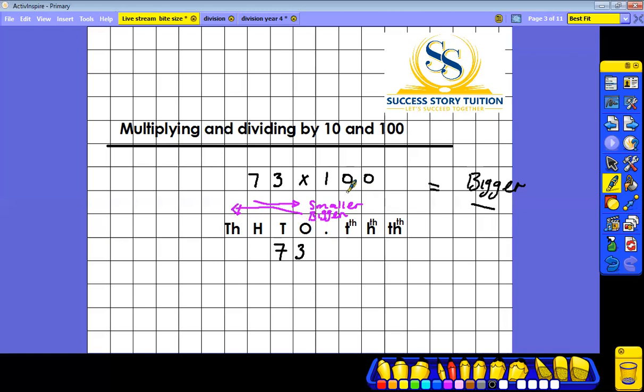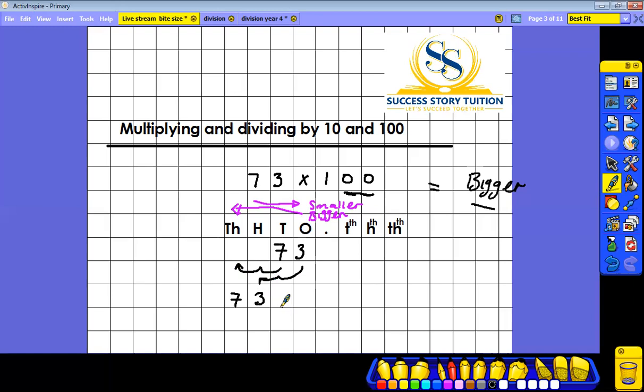But this time around, you are multiplying by 100. And in your 100, you've got two placeholders, two zeros there. 1 and 2. That means we're going to move our digits 2 times. So I'm going to move the 7 first of all. 1, 2. So my 7 will now jump into my 1,000 column. And I'm also going to move my 3 2 times. 1, 2. And so my 3 will now jump to my hundreds column.